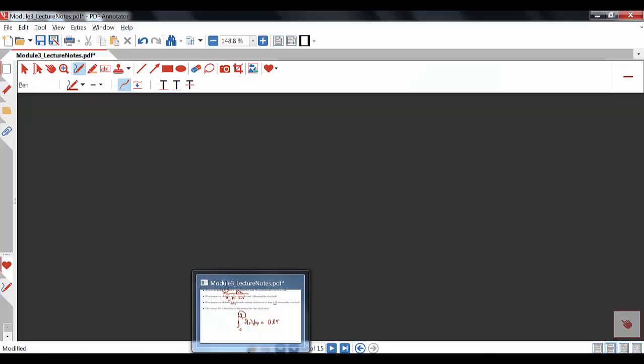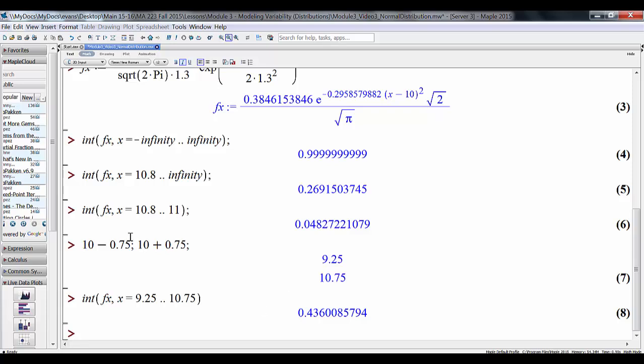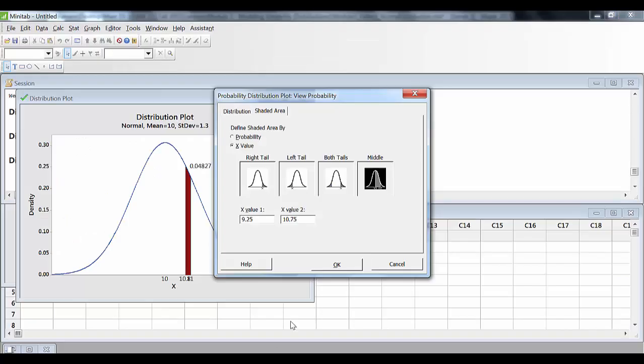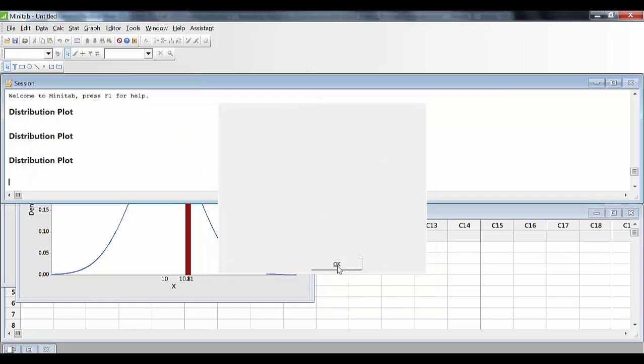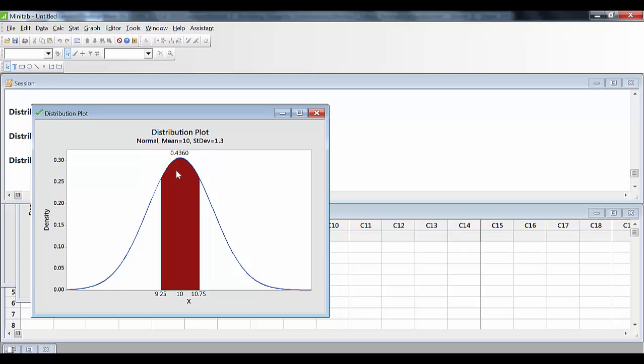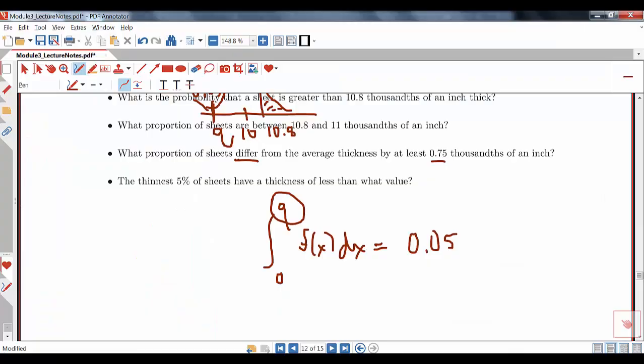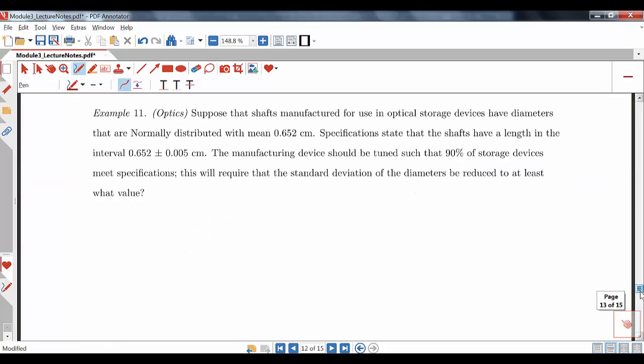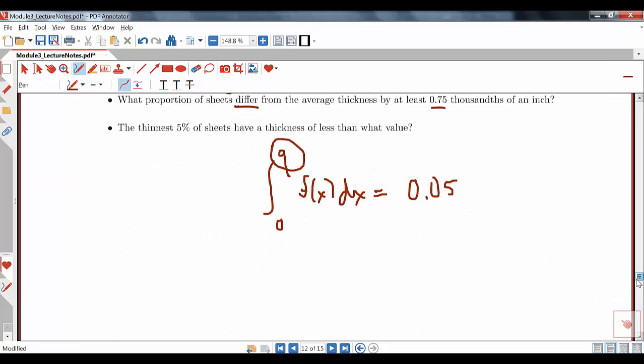So let me go back to Maple. Right, we found the value between 9.25 and 10.75. If I want to find at least that far away, I'm just going to subtract from 1. So same thing over here. This will find the middle, which I might as well do first. And it shows me this value and subtract it from 1, and I have the proportion more than 0.75 away. And the thinnest, wow, I'm on the wrong screen. Let's go back here. Oh, yeah, we were doing that in Minitab.